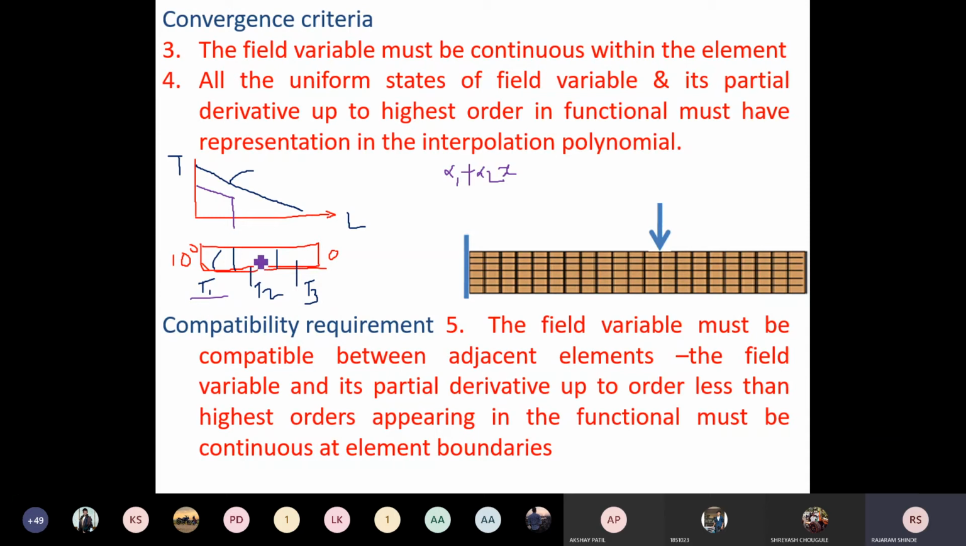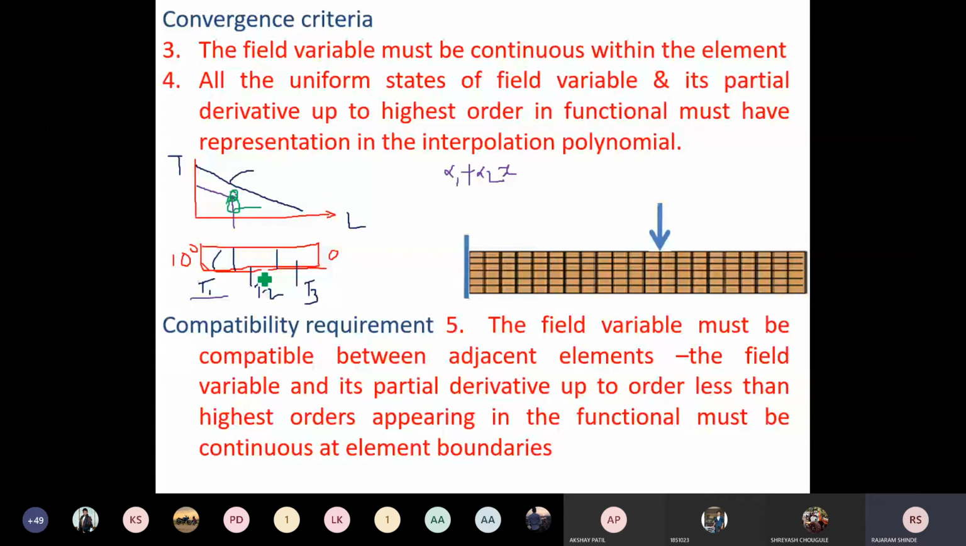Now if I go to the second element, the interpolation polynomial of the second element should start from here. Am I right? It should start from here at this location. Okay, it should start from this location. Okay, if it starts from here, like this, then there is a gap in the solution. You can see here, this is a gap in the solution. Do you agree with this?